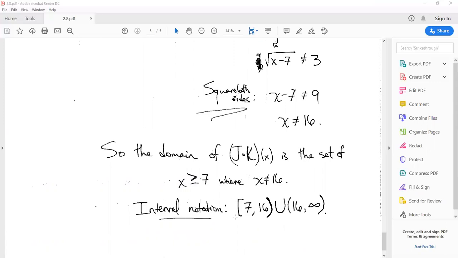So in interval notation, that is the interval from 7 to 16, which includes 7 but not 16, union with the interval from 16 to infinity, again, not including 16.